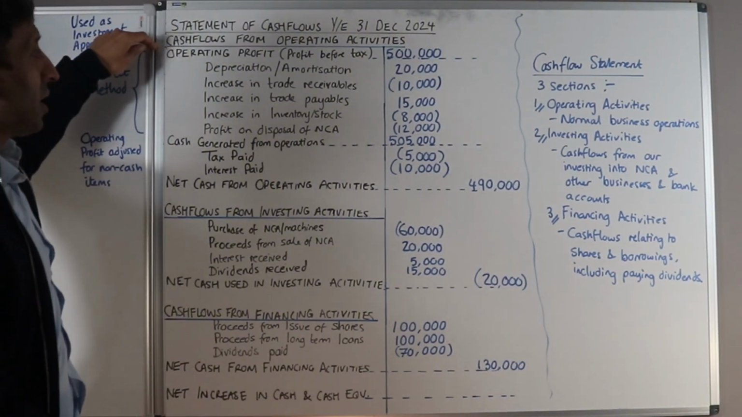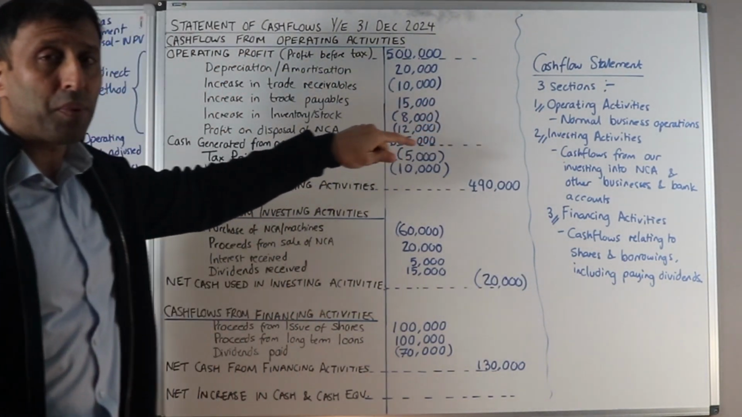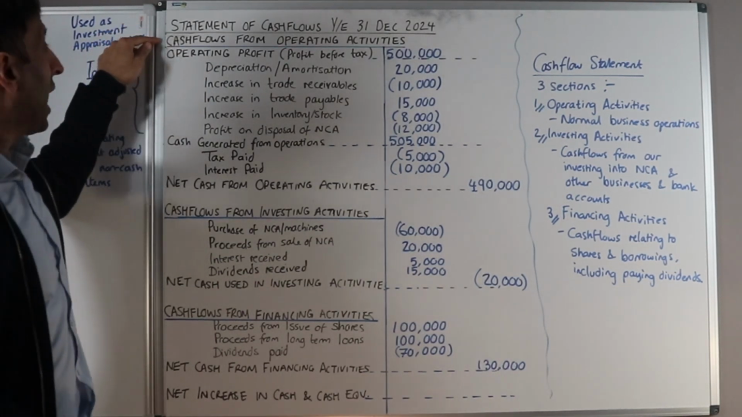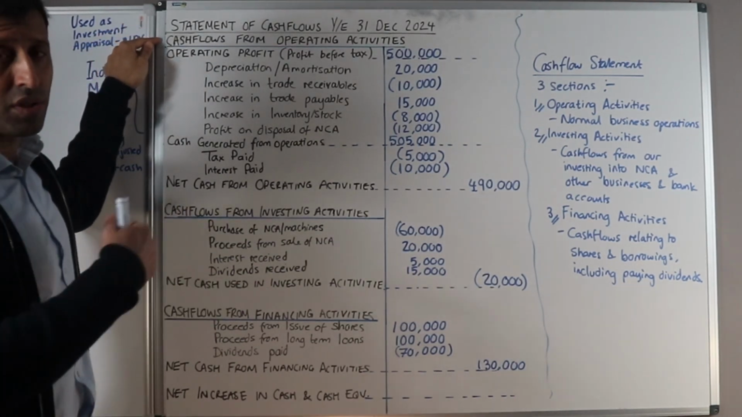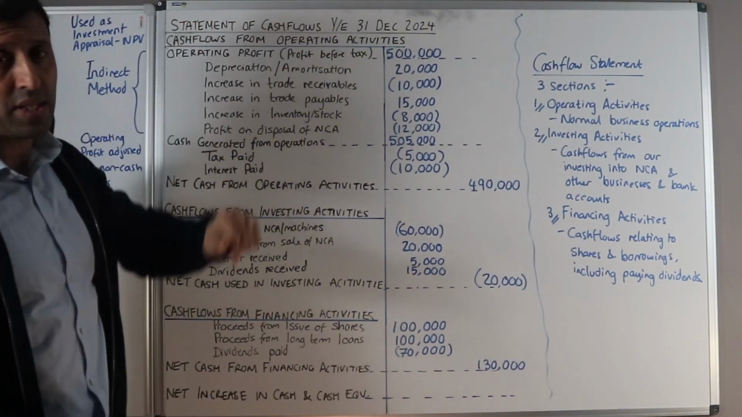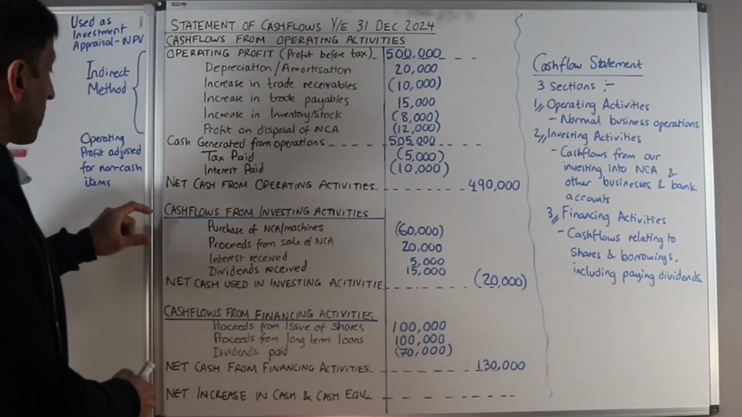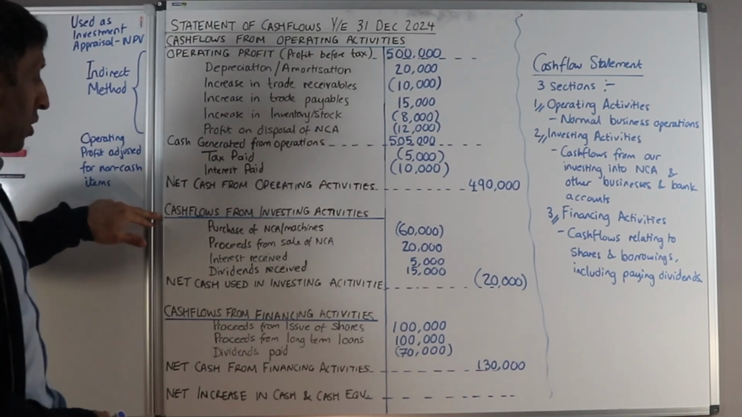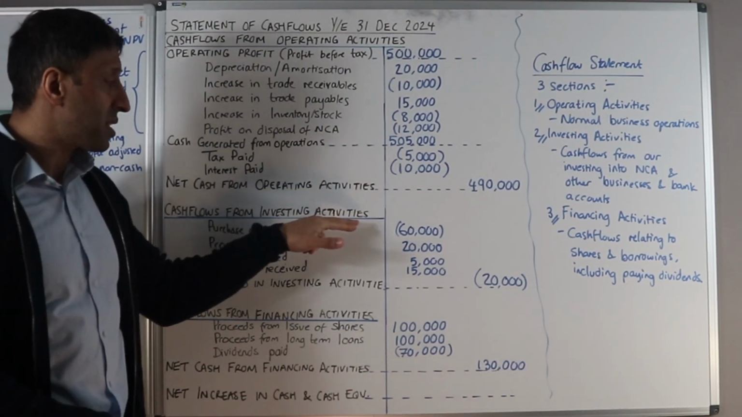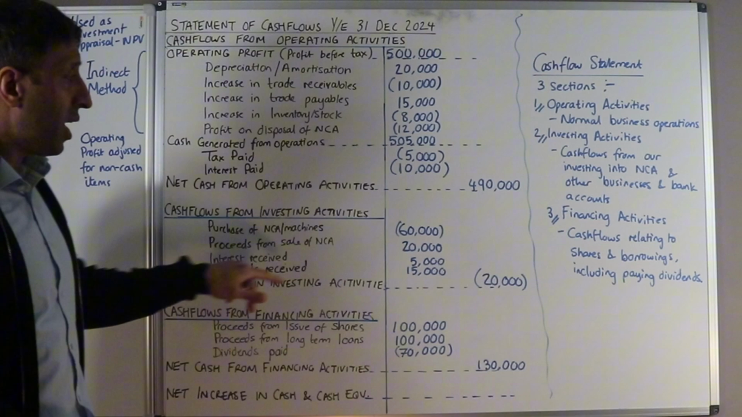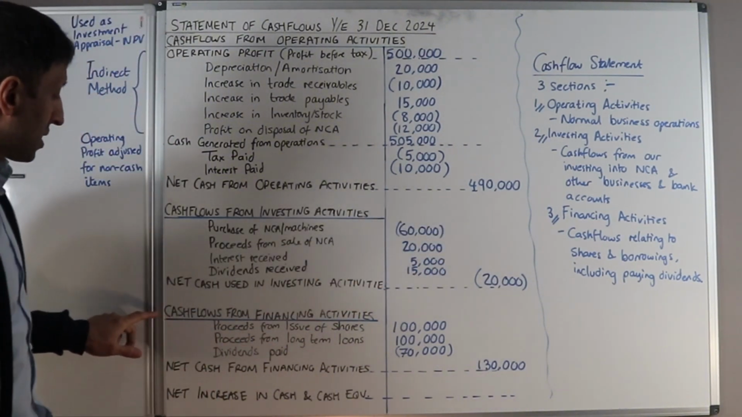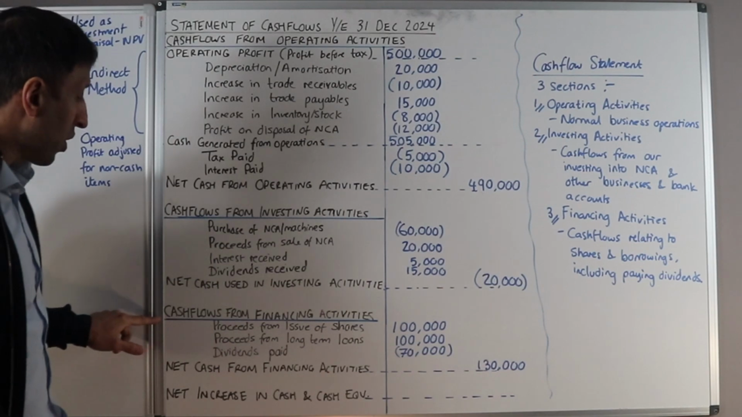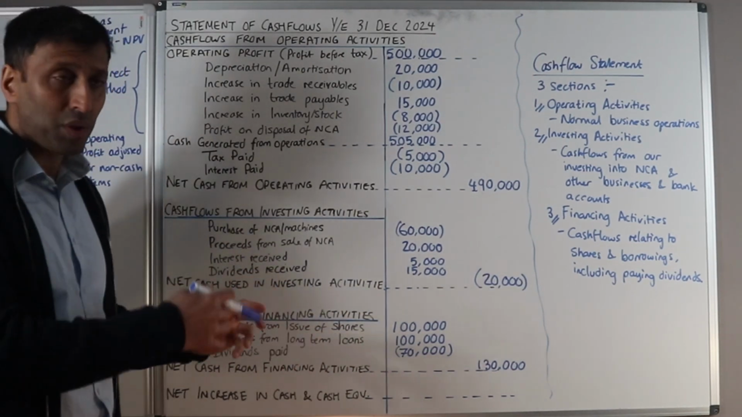So the first section, as we saw over here, is about operating activities. Section 1 starts with the title Cash Flows from operating activities. And then section 2 starts here, where it's underlined in blue, cash flows from investing activities. And section 3, as we saw here, is financing activities. This is the title of section 3, cash flows from financing activities, and we'll go through each one.